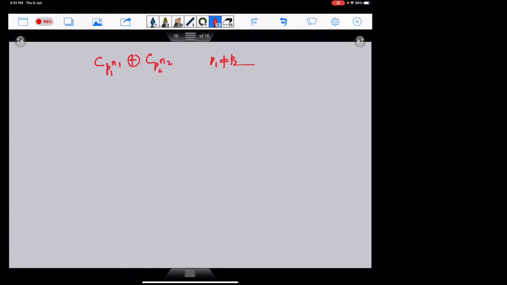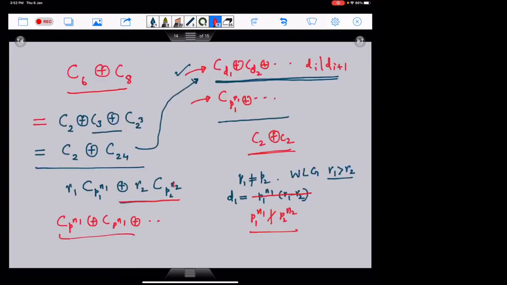So I took R1 minus R2 copies of P1 to the N1, and then after that I combined P1 to the N1 and P2 to the N2. Because we can combine now. Is it okay? This is fine? Yes, sir. So you are suggesting that I write R1 minus R2 copies? Yes, sir. Then the remaining R2 copies of P1 to the N1 times P2 to the N2. All right, so then the condition is satisfied. And this is the only way, right?